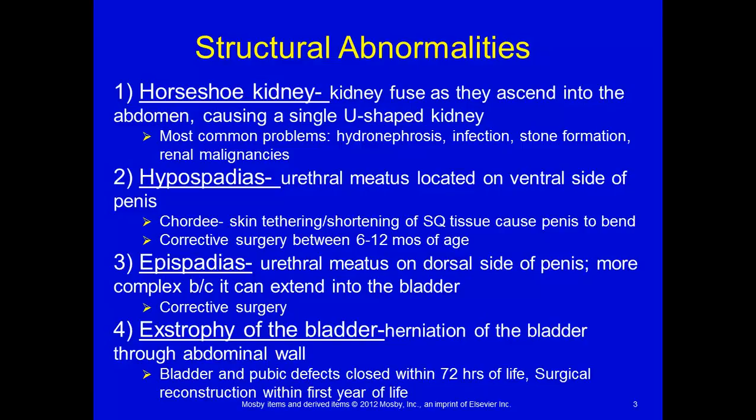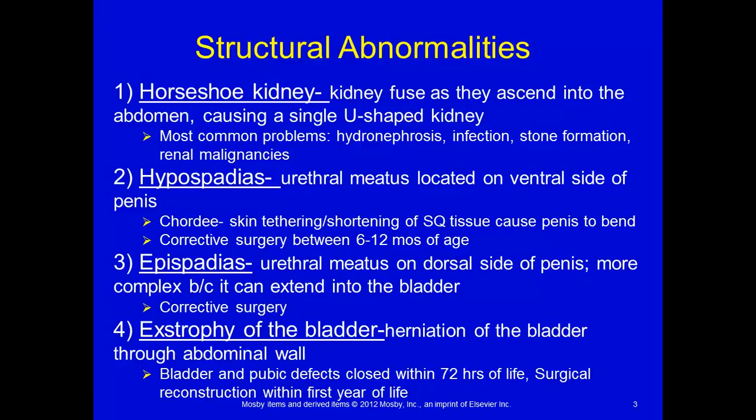So that's horseshoe kidney. Now, that can affect both baby girls or baby boys. Now, the next two, hypospadias and epispadias, are two urethral structural abnormalities that affect only boys. Only males are affected with these two. And you'll see why as I talk through them. So hypospadias is where the urethral meatus, the opening of the urethra, is located on the underneath, on the ventral side of the penis. So instead of it being at the tip as it normally is located, it's actually underneath that, on the bottom part of the penis.